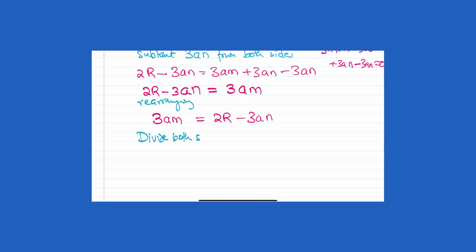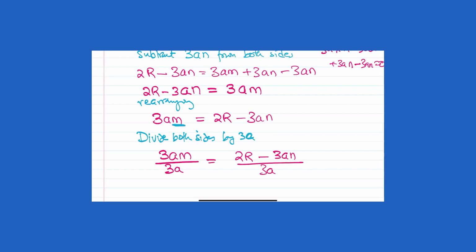Divide both sides by 3a. Our objective is to retain m as the new formula. So when we do that, this will become 3am over 3a. Divide both sides by 3a. So we come back here. So 3am over 3a, and then 2r minus 3an over 3a.